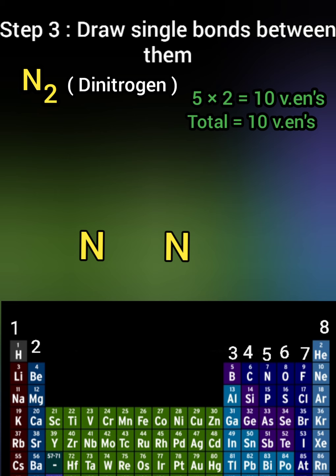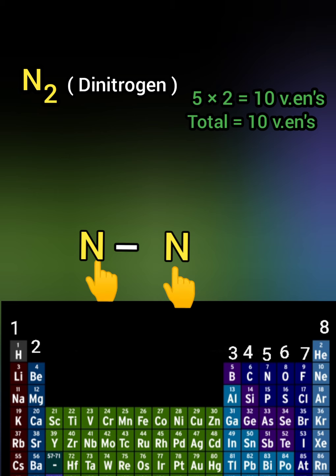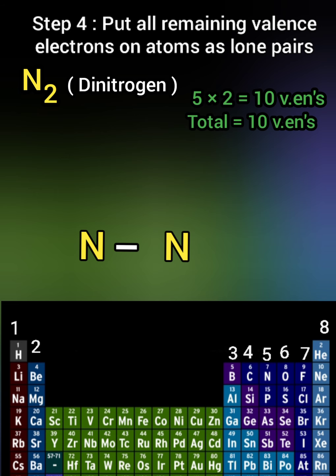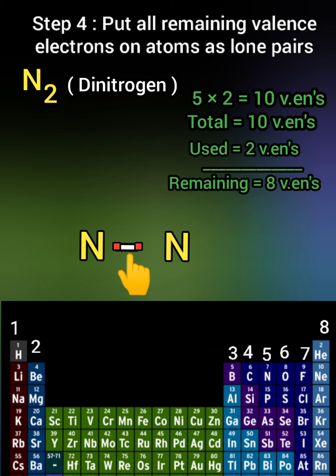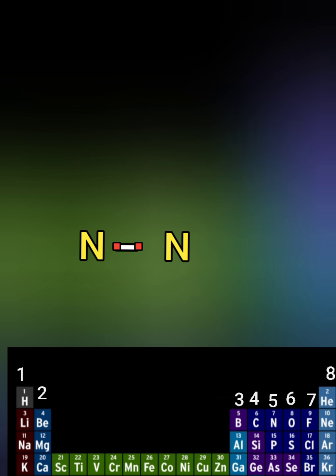Step 3. Draw a single bond between the 2 nitrogens. Step 4. Put all remaining valence electrons on atoms as lone pairs. Here the total valence electrons of dinitrogen is 10. We have used 2 valence electrons on the single bond. Remaining: 10 minus 2 equals 8 valence electrons. We put all the remaining 8 valence electrons on the atoms as pairs.